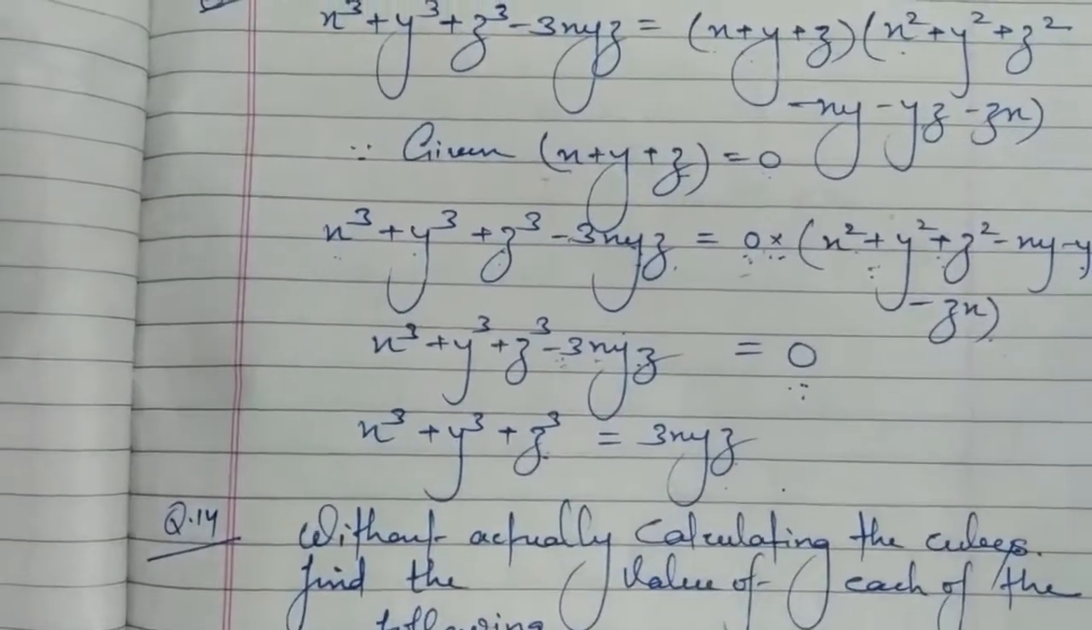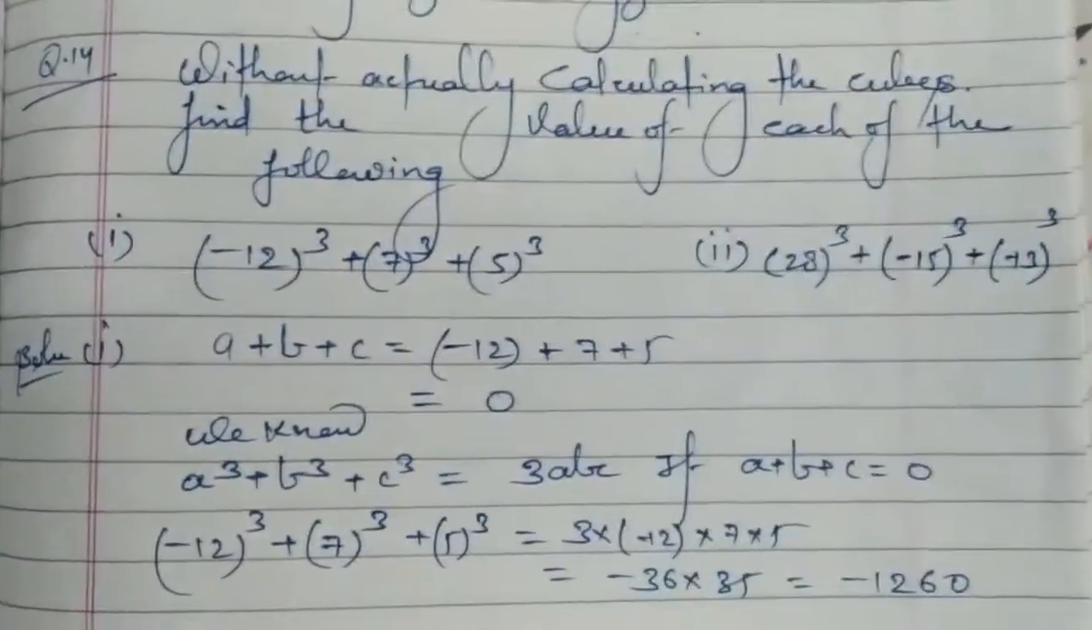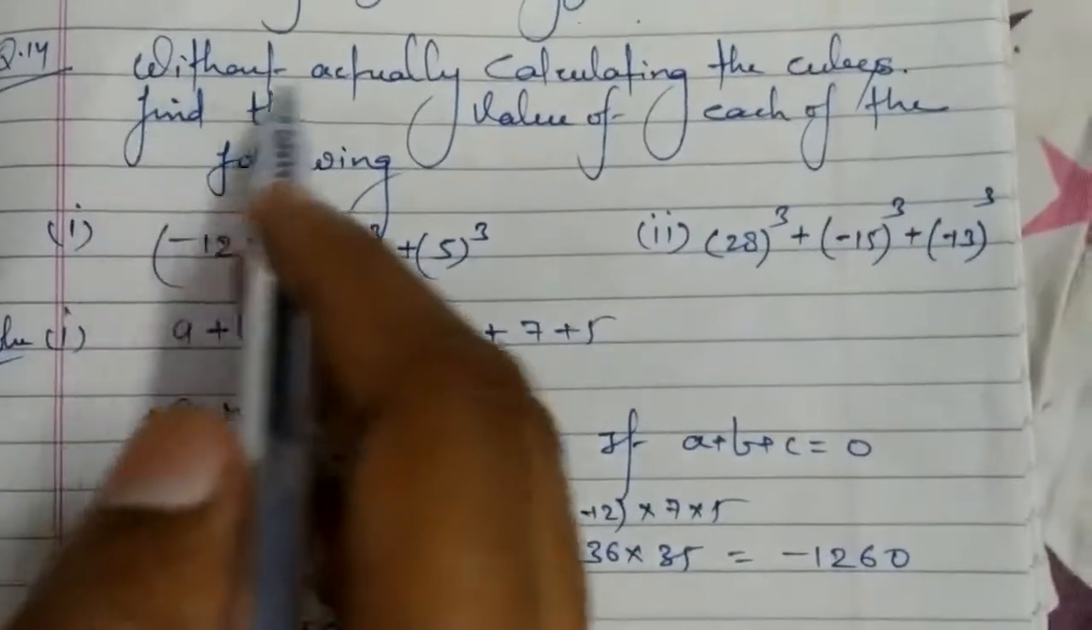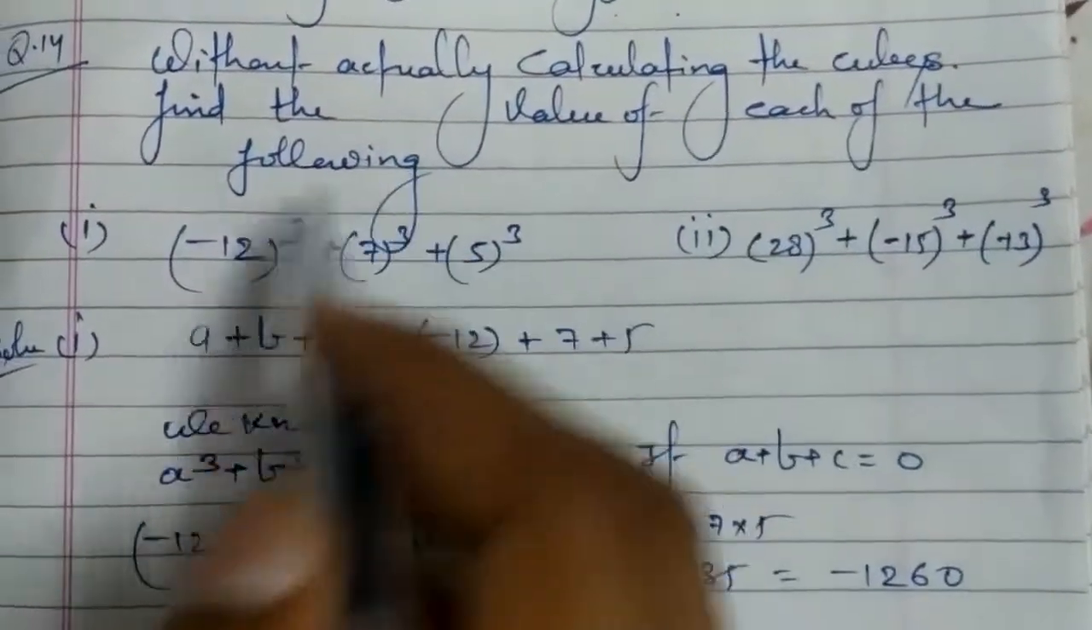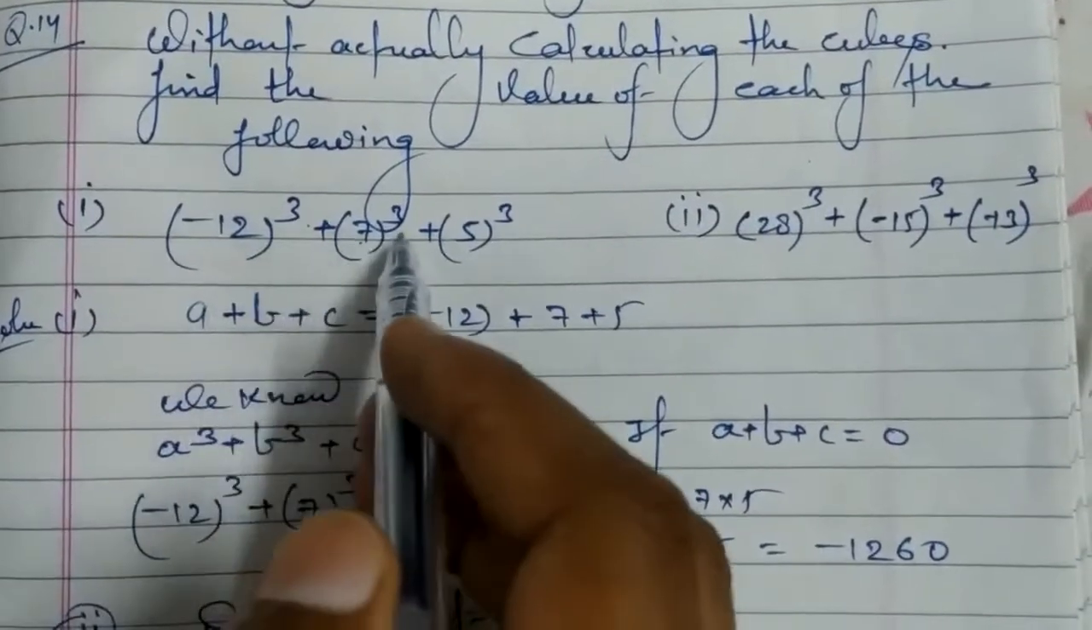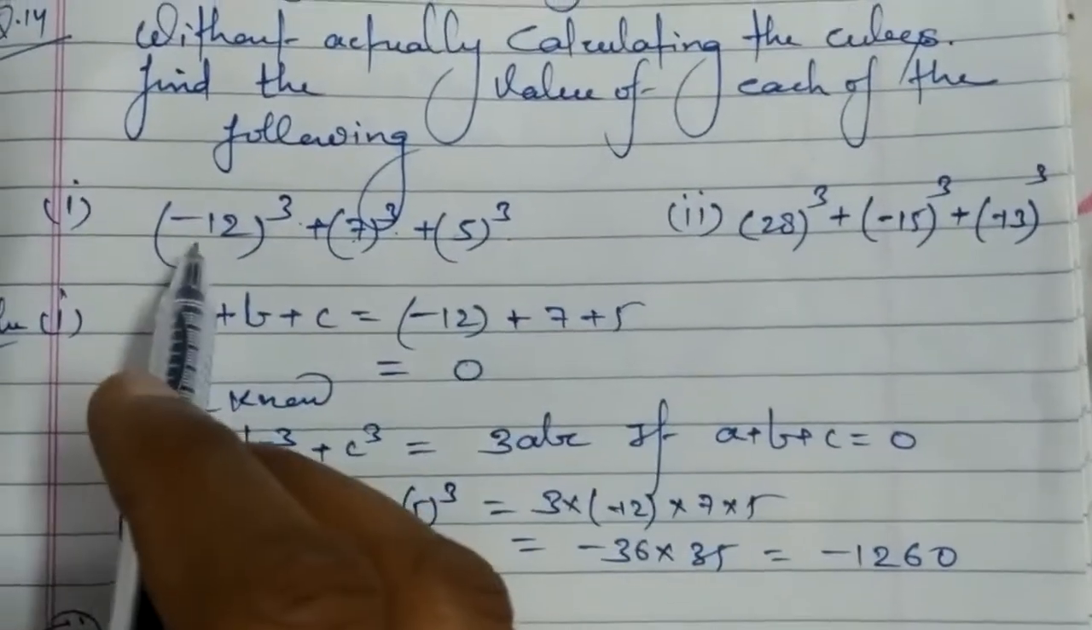This is our answer. Question number 14, exercise 2.5, I am solving. Without actually calculating the cubes, find the values of each of the following. First part, (minus 12) whole cube plus 7 cube plus 5 cube. Fine.